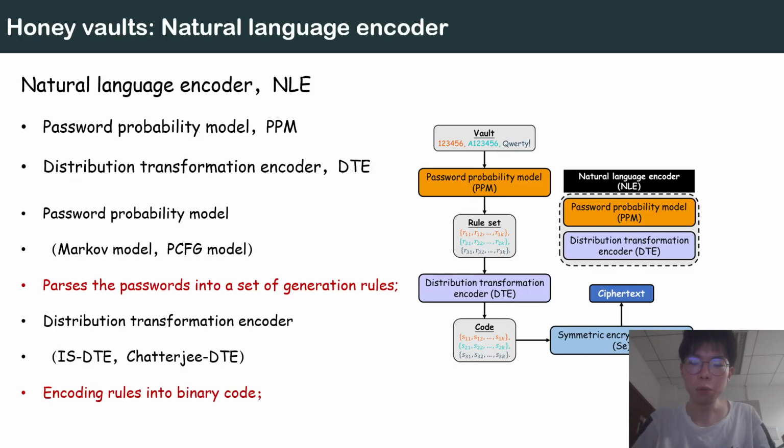Now we move to the security analysis of Honeywords schemes. The core of the honey vault scheme is a natural language encoder, NLE, which includes a password probability model (PPM) and a set of distribution transformation encoders. During the encoding process, PPM first parses the password into a rule set. The DTE encodes this rule set into binary codes. Essentially, the security of the honey vault scheme depends on the design of the NLE.